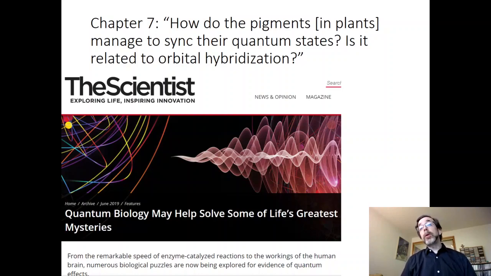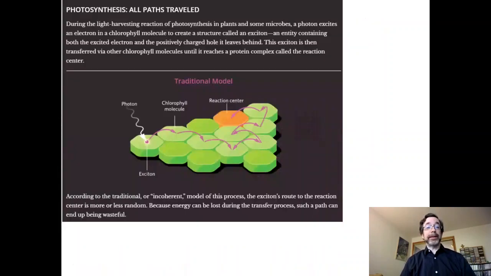It is related to orbital hybridization because it has to do with how the electrons move, and of course the shapes of the orbitals are going to affect how the electrons move and how different things overlap. I can't go into too much more detail, but I'll answer your question and say yes, it is related.